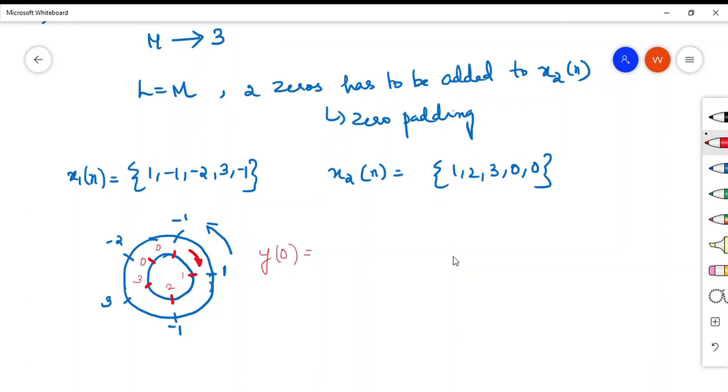Now y of 0 will be equal to the multiplication and addition of these samples. Starting from here, 1 into 1 plus 0 into minus 1 plus minus 2 into 0 plus 3 into 3 plus 2 into minus 1. That is the value of y of 0, that is 8. Now for getting y of 1, you have to rotate the inner circle in the counterclockwise direction by one sample.